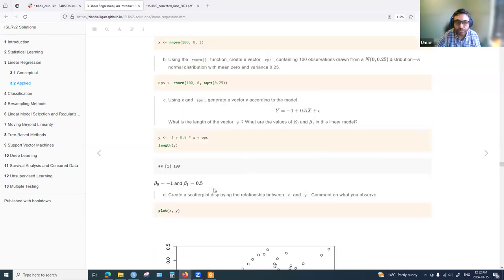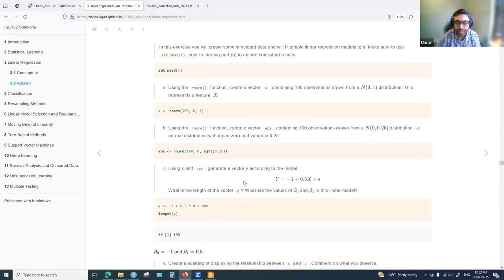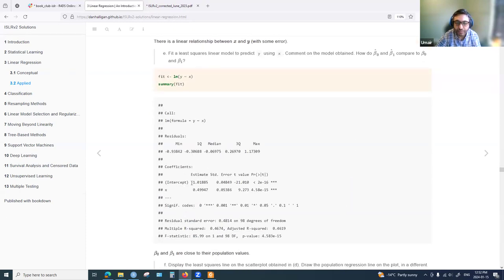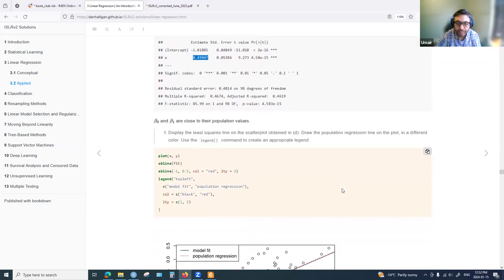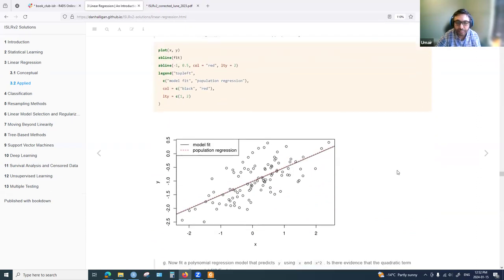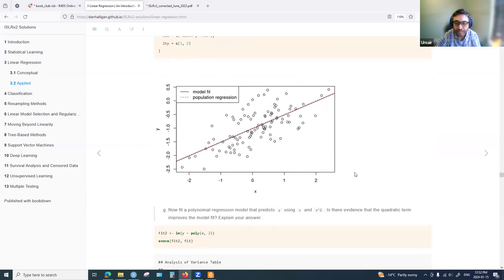So we know from this equation that the intercept should be negative 1 and the beta 1 coefficient should be 0.5. Now, looking at the result, we see indeed the intercept is about negative 1 and the beta 1 coefficient is 0.5. Then here is the result of the least squares line, model fit and population line. We can see that they are quite similar.